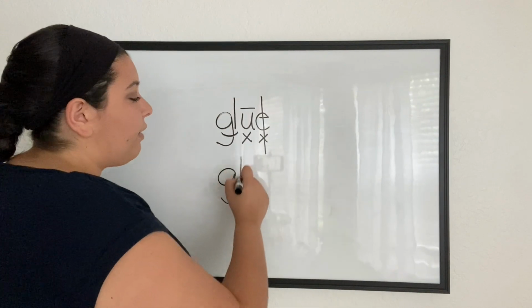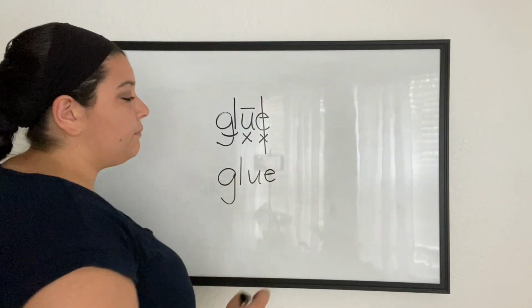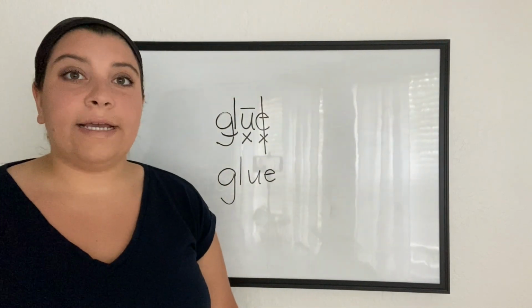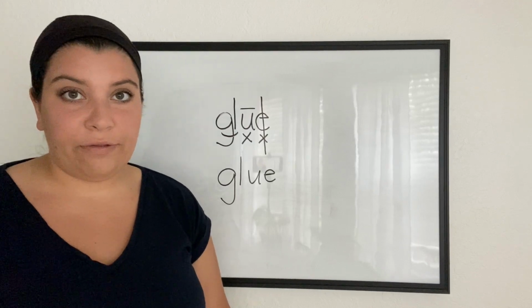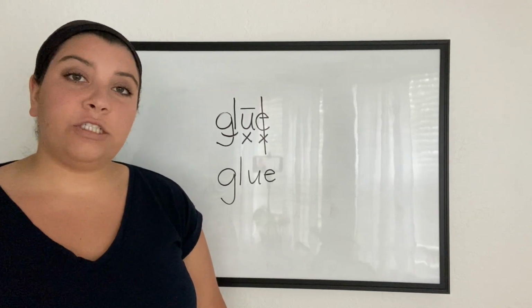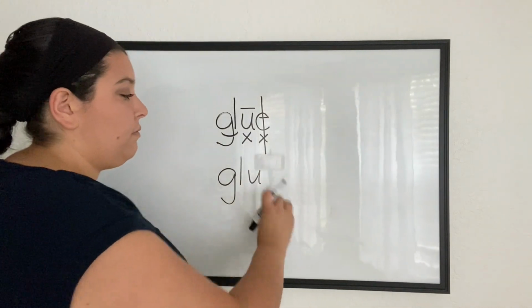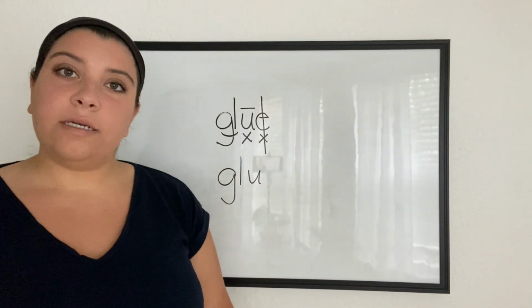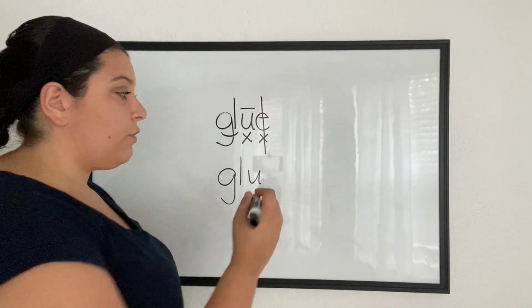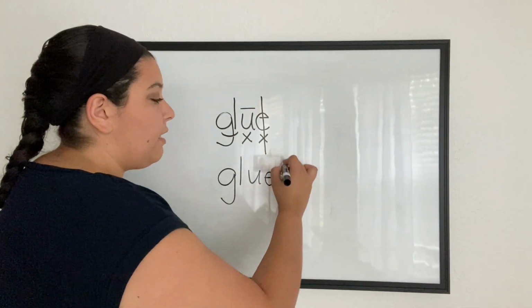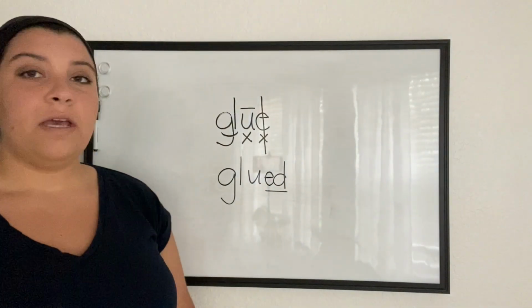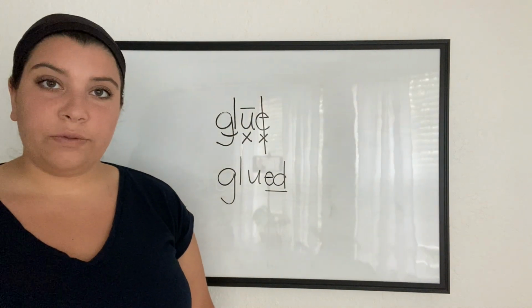So I'm going to rewrite my word glue on the board. I want to say that I glued some paper together. The first thing that I have to do before I add my suffix is remove this E. And glued ends with the ED sound, so I have to add my ED suffix ending. And there is my word glued.